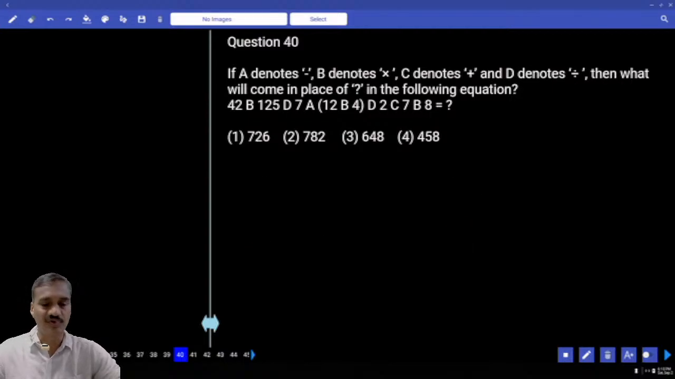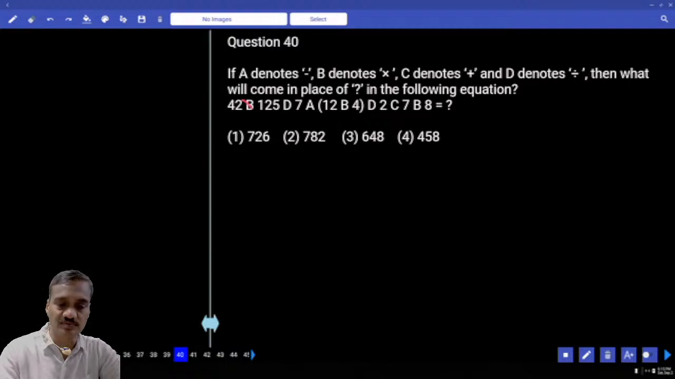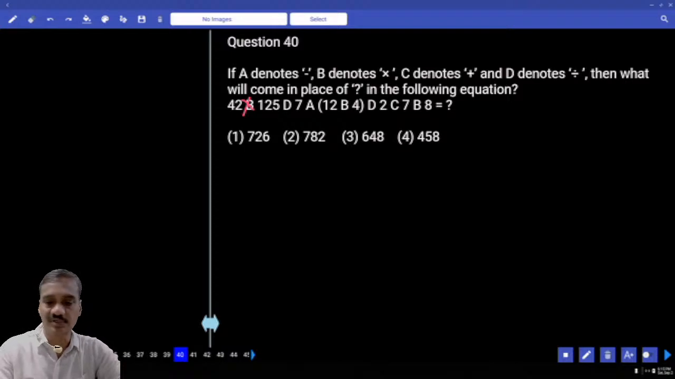Then coming to this 40, A denotes minus and so on, and B stands for into, and D stands for division, and C stands for plus. Then in this one, 125 divided by 7, 42 into 125 divided by 7.